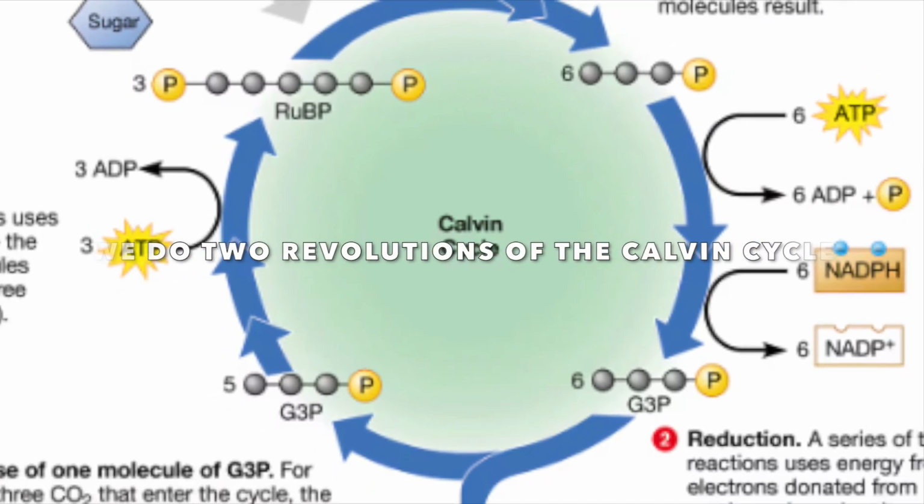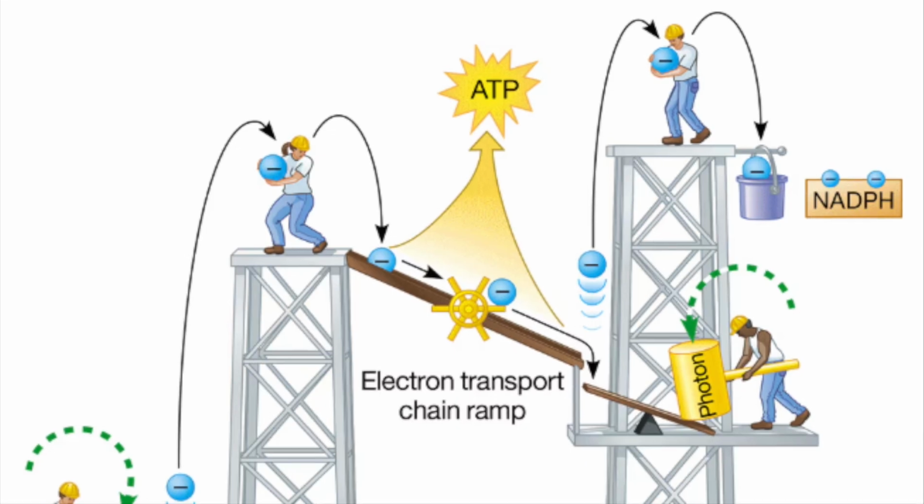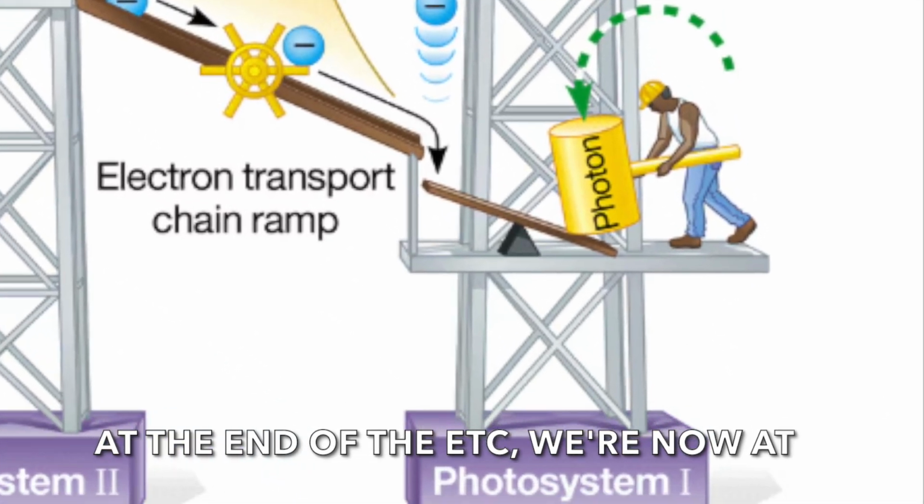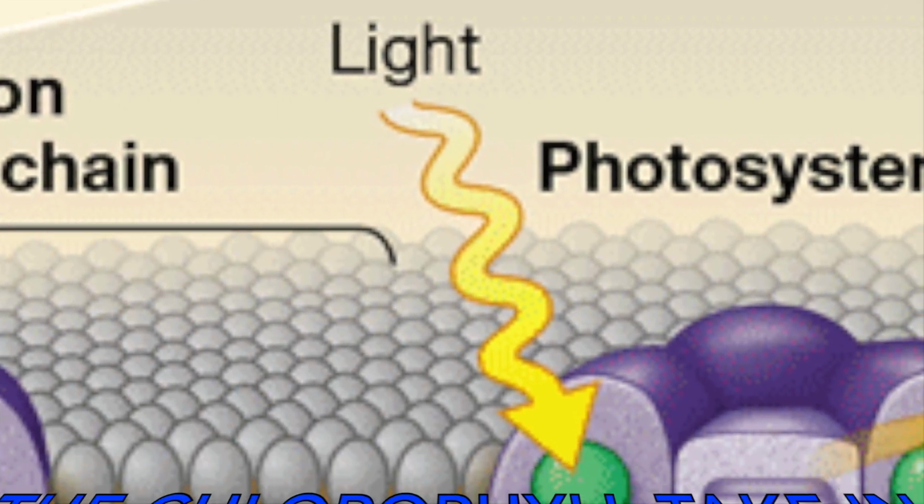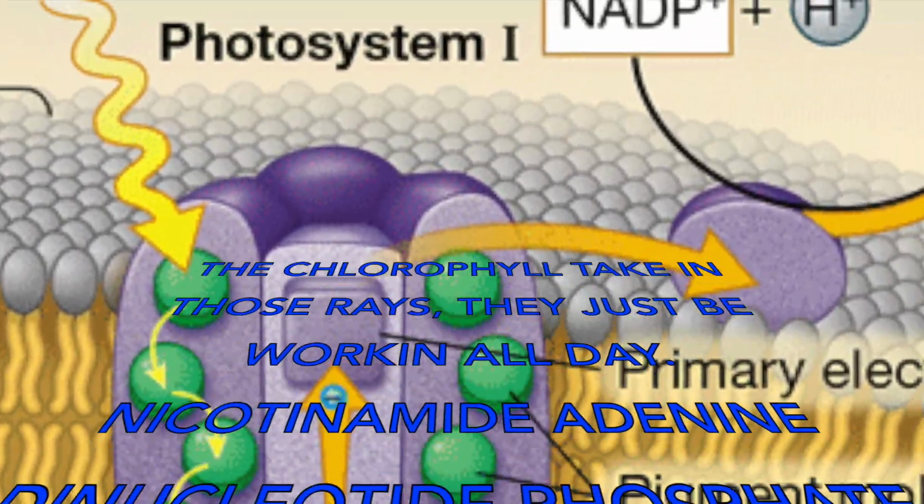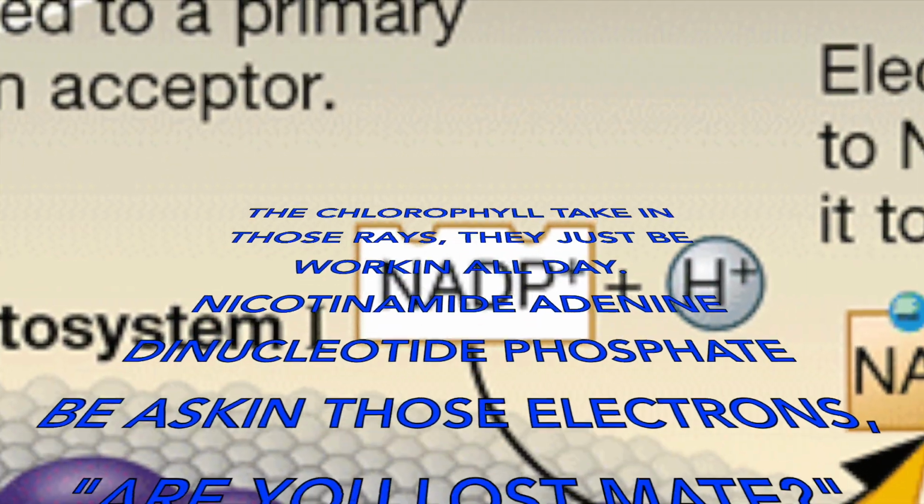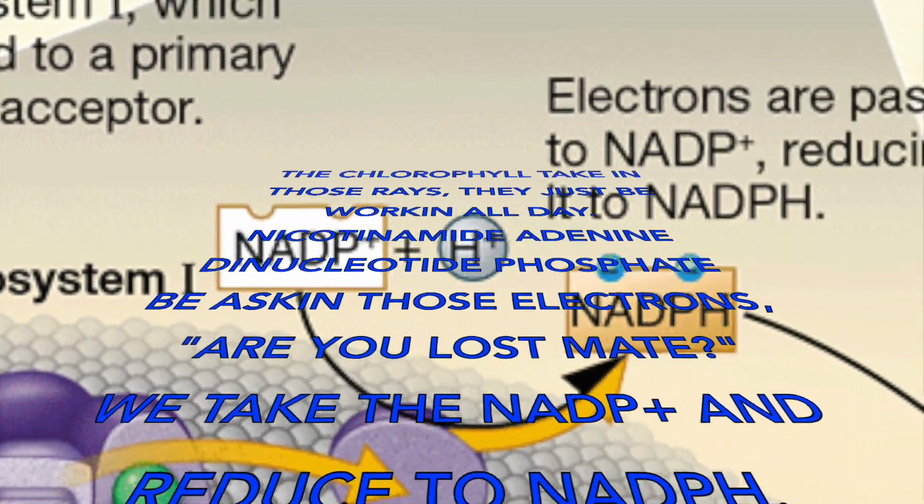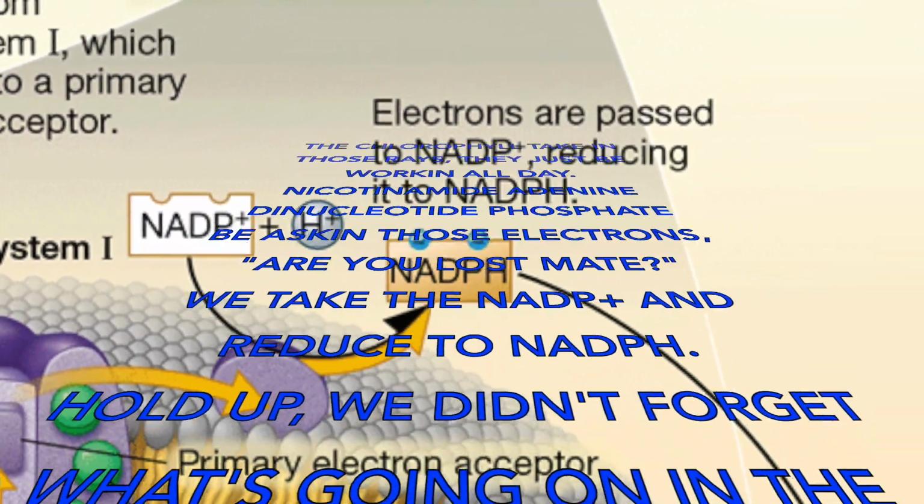We do 2 revolutions of the Calvin cycle. At the end of the ETC, we're now at photosystem 1. The chlorophyll takes in those rays, they just be working all day. Nicotinamide adenine dinucleotide phosphate. Be asking those electrons, are you lost, mate? We take the NADP plus and reduce it to NADPH.